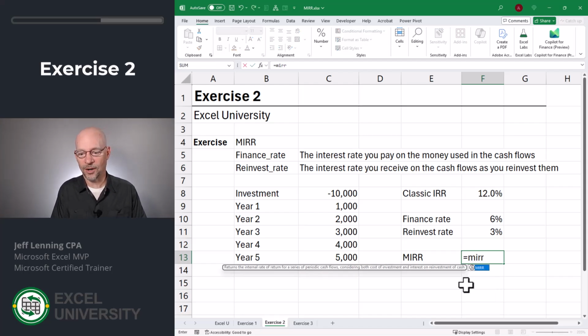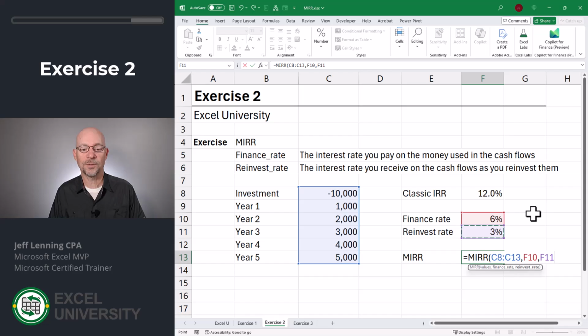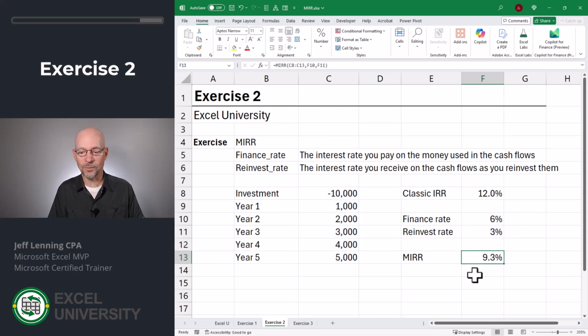So let's now compute the modified internal rate of return. Equals MIRR. The values are once again the values in C8 to C13, comma. The finance rate is here. Once again, that's the rate that's applied to negative cash flow values, comma. The reinvest rate is here. And once again, that's the rate that's applied to positive cash flow values. Close function and enter. And as we can see, when we use those assumptions, our modified internal rate of return is 9.3%. Now, let's see how we can use this function to compare different investment opportunities. We'll head into the next exercise, exercise 3.